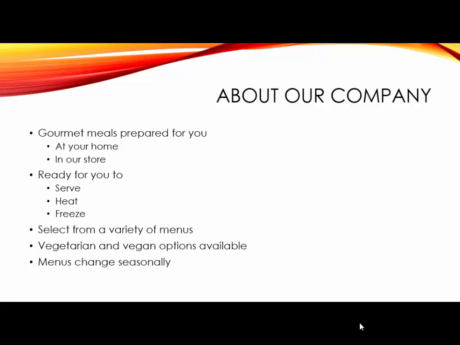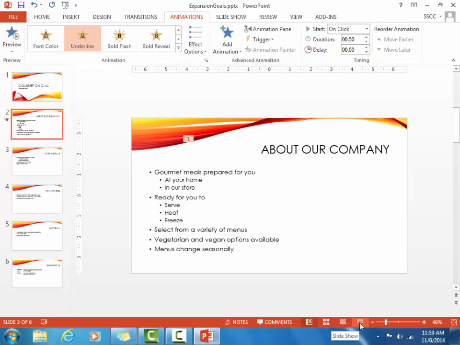Alright, advance the slideshow. The animation is applied. The emphasis underline animation occurs and the slide title is underlined. Right-click a blank area of the slide and click End Show. You can just hit Escape and it ends the show.